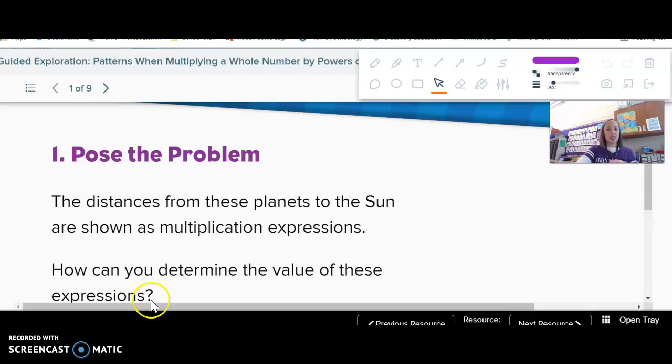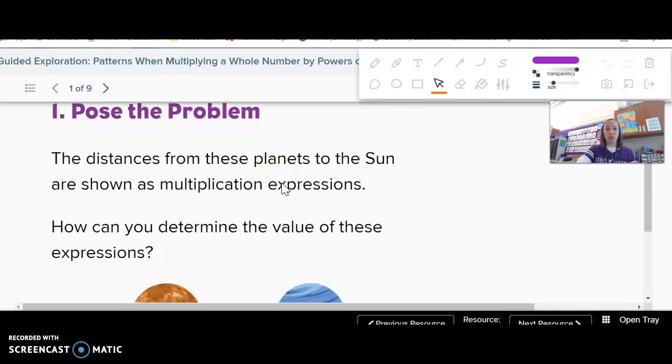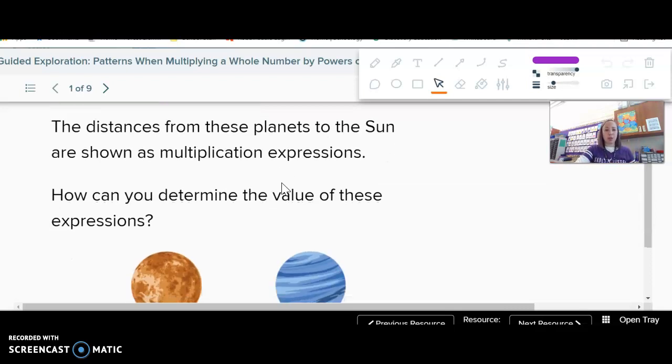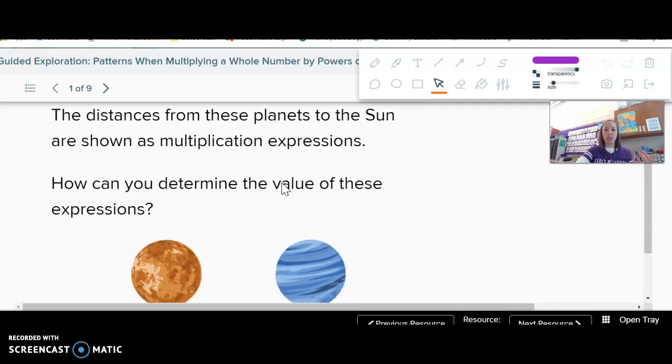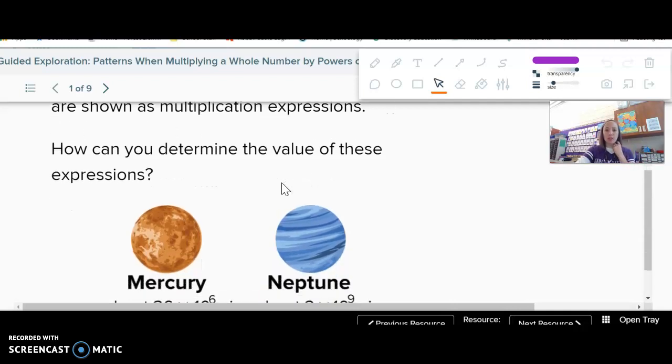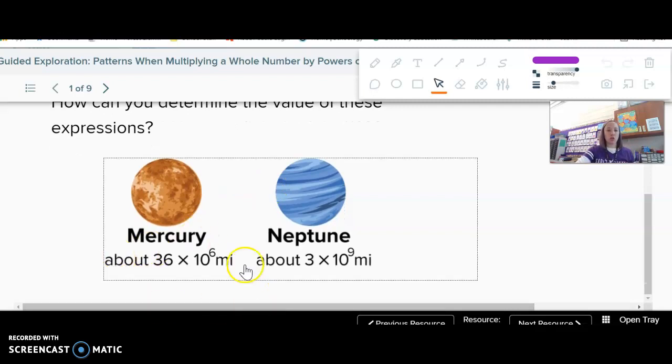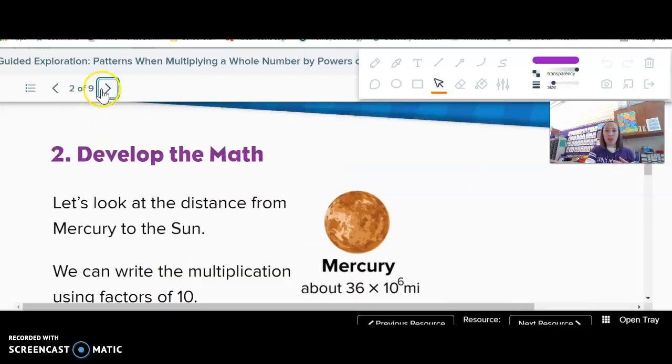So I think you'll see that even though it is a lot of words, it's maybe not as hard as you might think. So here's our problem to think about. The distances from these planets to the sun are shown as multiplication expressions. How can you determine the value of these expressions? This is something that scientists do because the numbers are so big. If you wrote it with all the numbers, it would be a really long number. So they shorten it by using the exponents. But what does that number actually mean? That's what we're going to figure out.